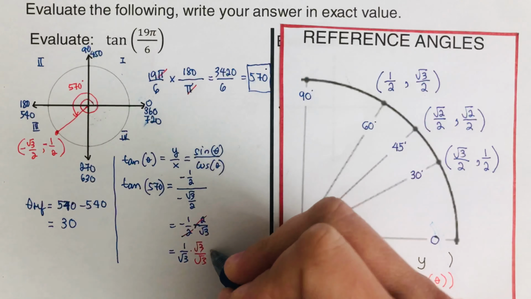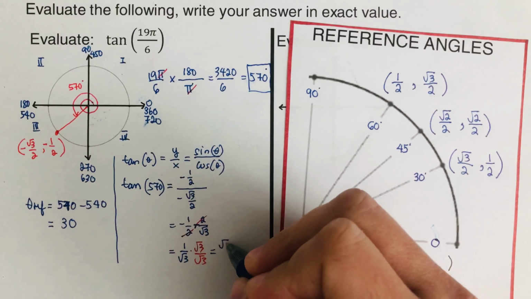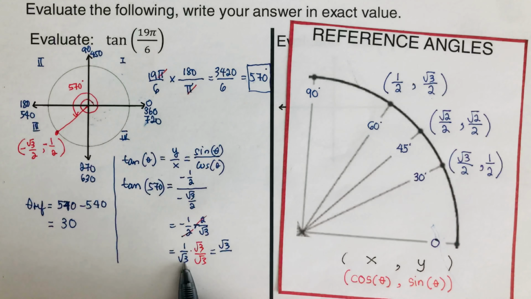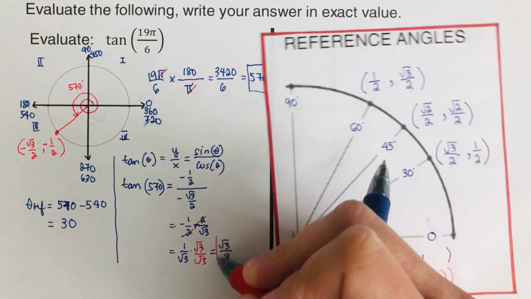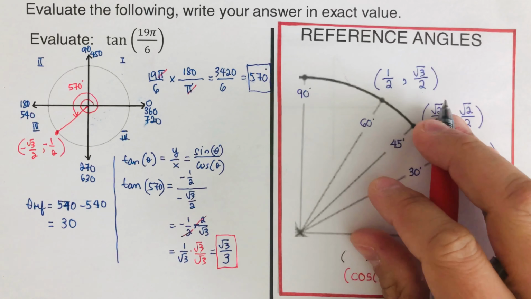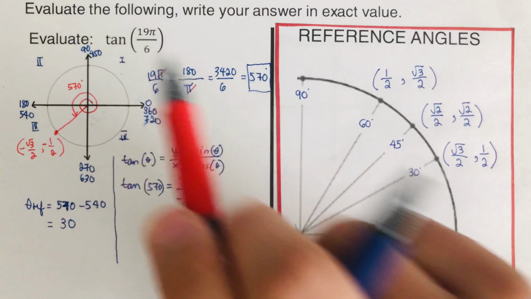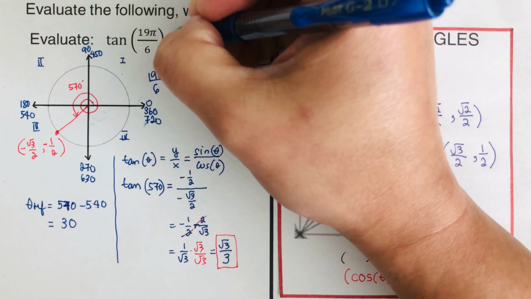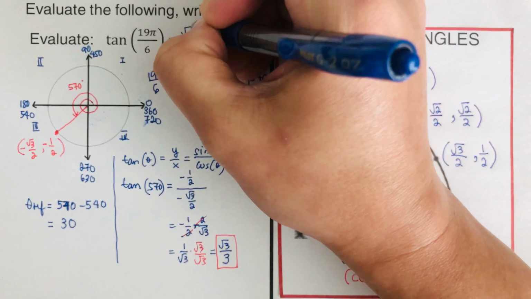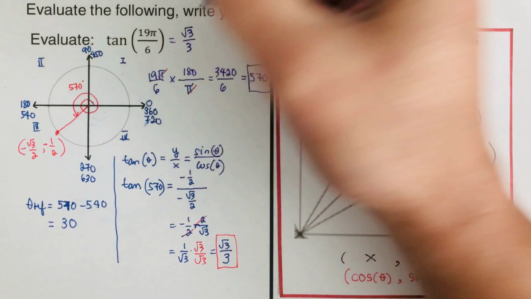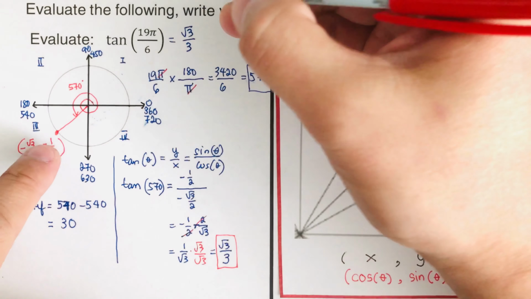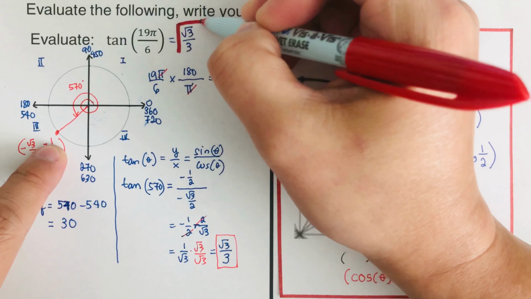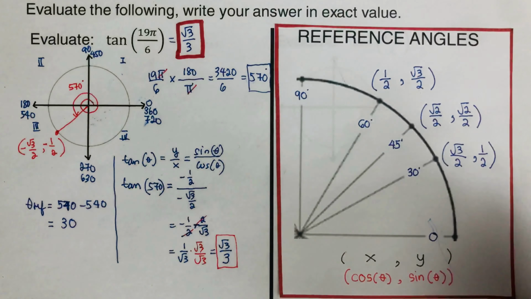So then we go ahead and say that 1 times square root of 3 is square root of 3 over square root of 3 times square root of 3 is square root of 9, and square root of 9 is 3. So then this is the value that we have for tangent 570 or tangent 19 pi over 6. So this is equal to, again, square root of 3 over 3, and it's positive because this is on the third quadrant. The tangent here is positive.